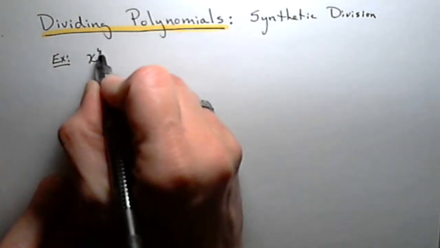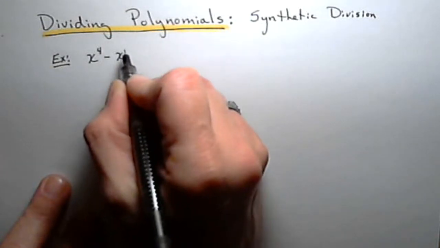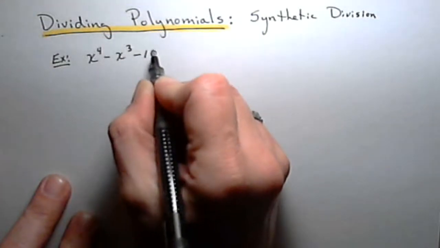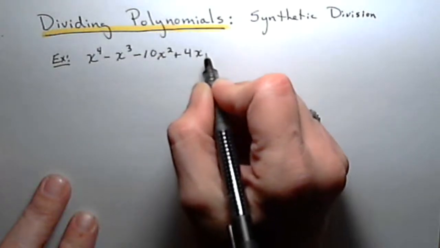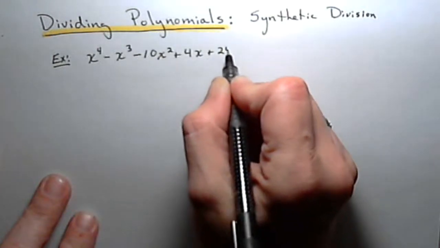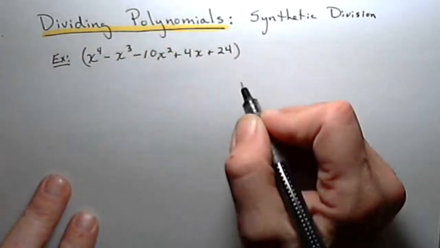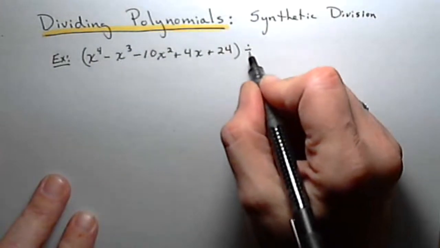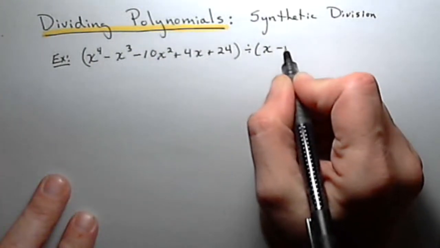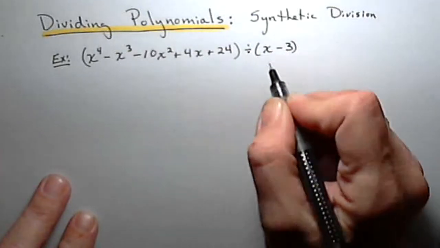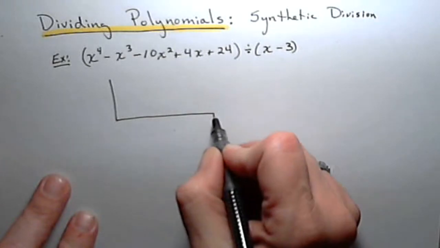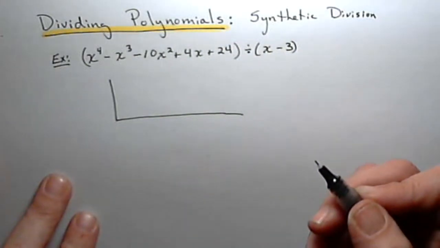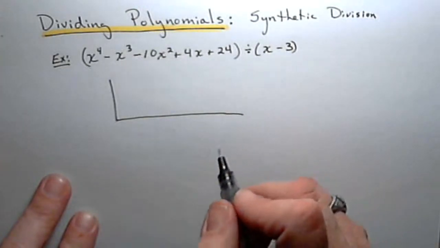So we're going to divide x to the fourth minus x to the third minus 10x squared plus 4x plus 24. That large fourth degree polynomial, we're going to divide that by x minus 3. Some of you have probably seen synthetic substitution. It's basically the same thing.